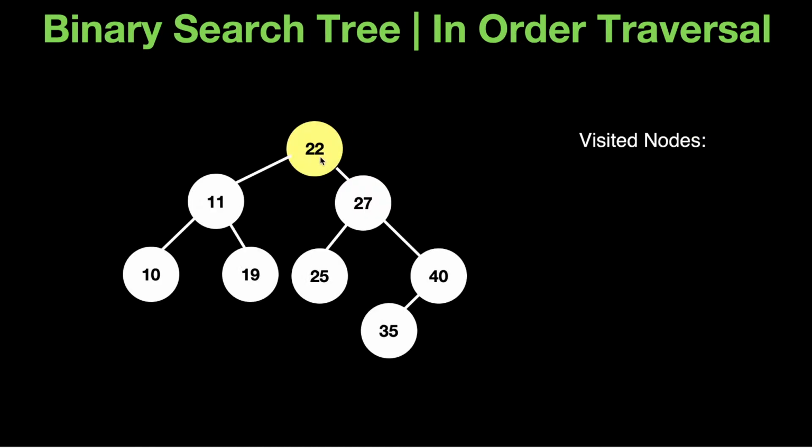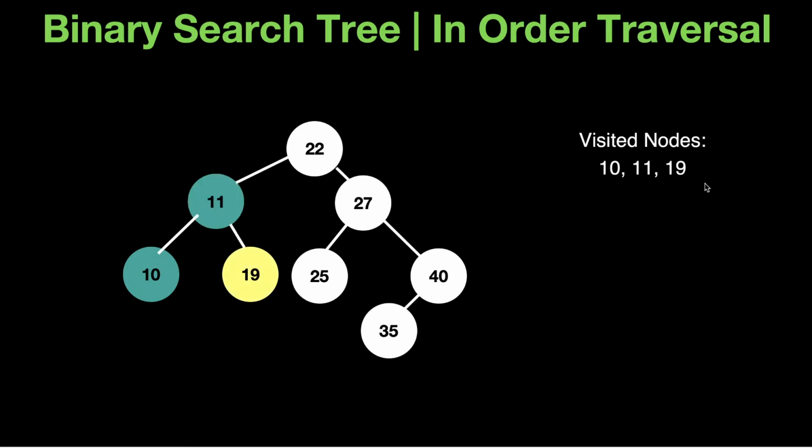We start from the root, but we do not visit it directly, because first of all we go to the left subtree and then only we visit the node and then we go to the right subtree, right? So we go to the left subtree 11, but then again we do not visit 11, because we will first go to the left subtree and then only visit that node and then we come to the right subtree. So we go to 10, but then it doesn't have any children, so we can safely visit this and then we come back. Now we can visit 11 because we have already visited the left subtree. Now it is the turn of the node itself, and then now is the turn of its right child.